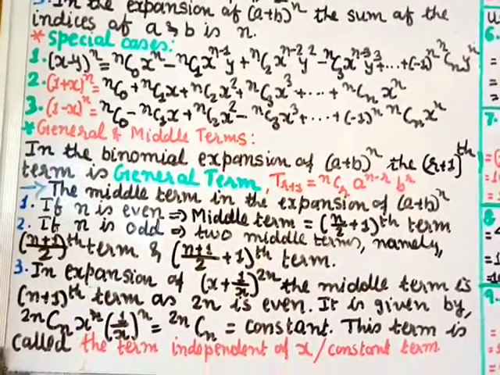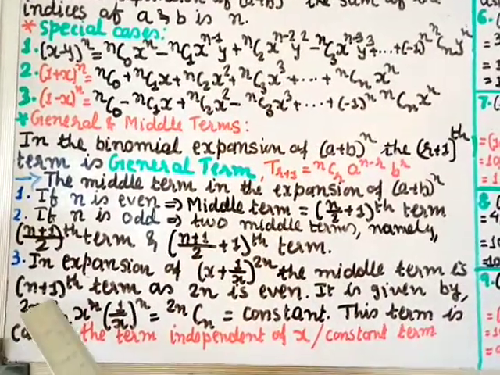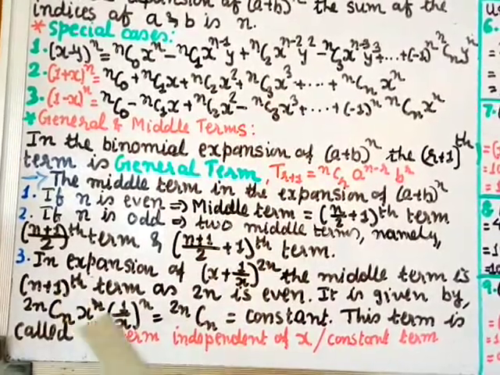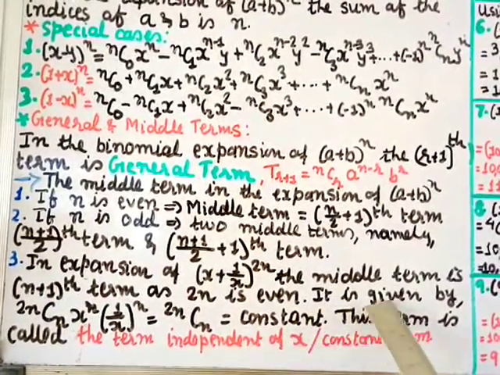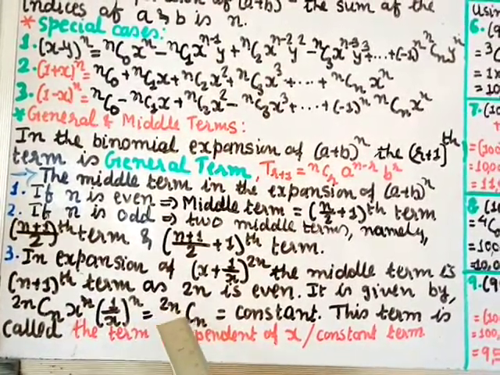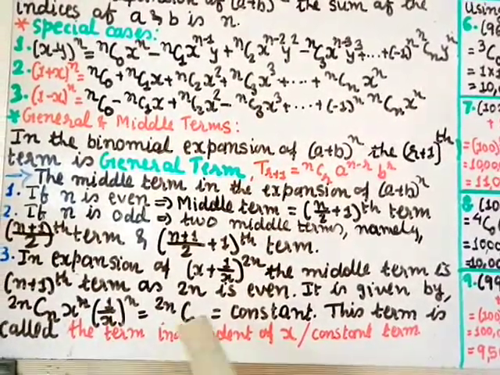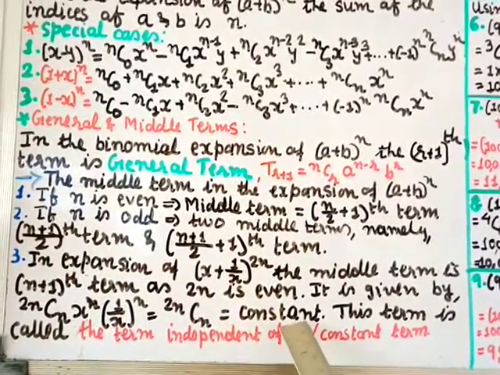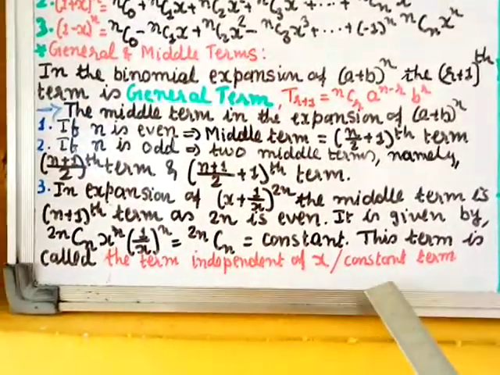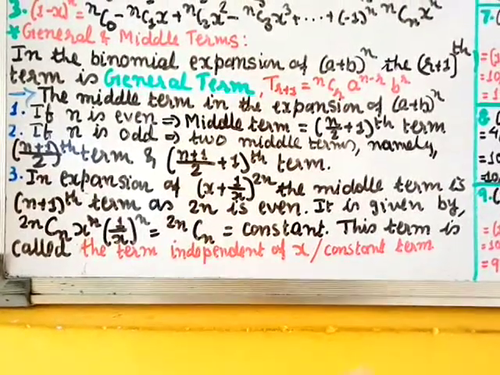Okay, something like that. In the expansion of (x + 1/x)^(2n), the middle term is the (n + 1)th term as 2n is even. Okay, if you find the middle term, it will be the (n + 1)th term. Why? Because 2n is even. It is given by 2nCn x^n (1/x)^n, equal to 2nCn. Here x^n, one is in the denominator, one is in the numerator, so it will cancel. Therefore, in this expansion you will get the constant term 2nCn. Okay, and this term is called the term independent of x, or the constant term, because you will not have x here, right?